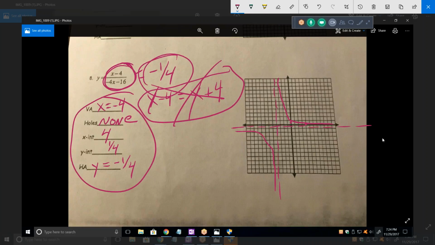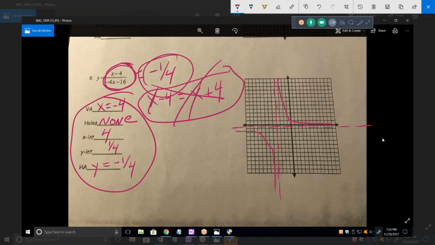They're only looking for approximate graphs. But the key thing on these graphs is whether you cross the horizontal asymptote or not, and if you're in the right quadrants. We knew we were in quadrants 1 and 3 based on the x-intercept and the y-intercept. That definitely put us in quadrant 1. And unless you have a strange function, it's always 1 and 3 or 2 and 4.